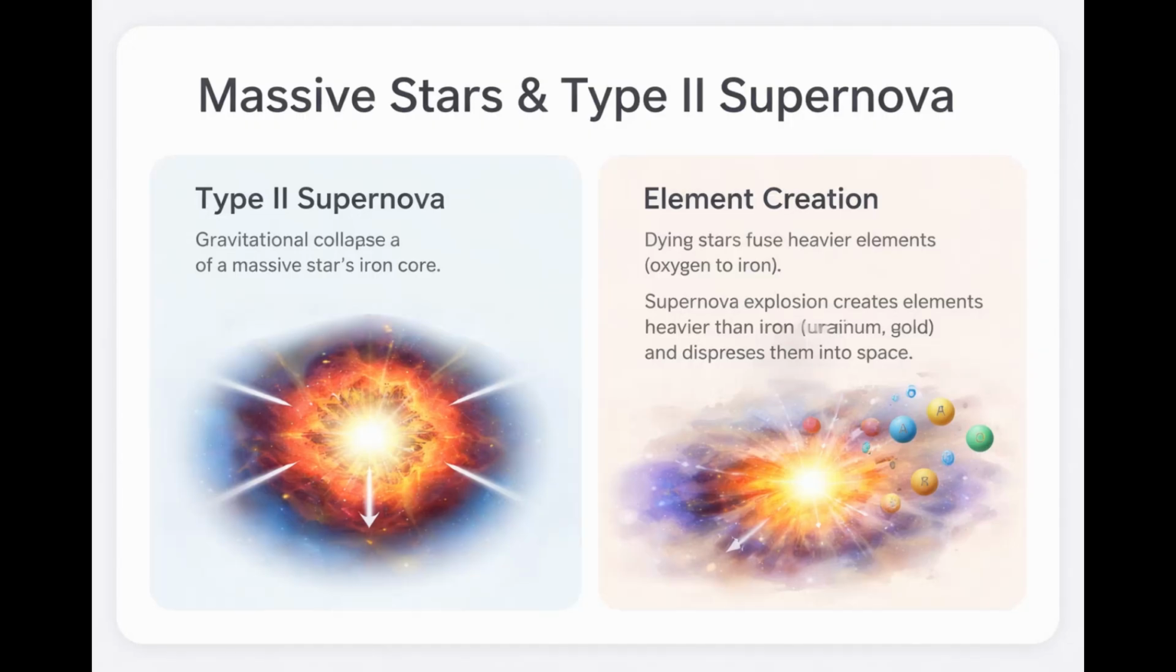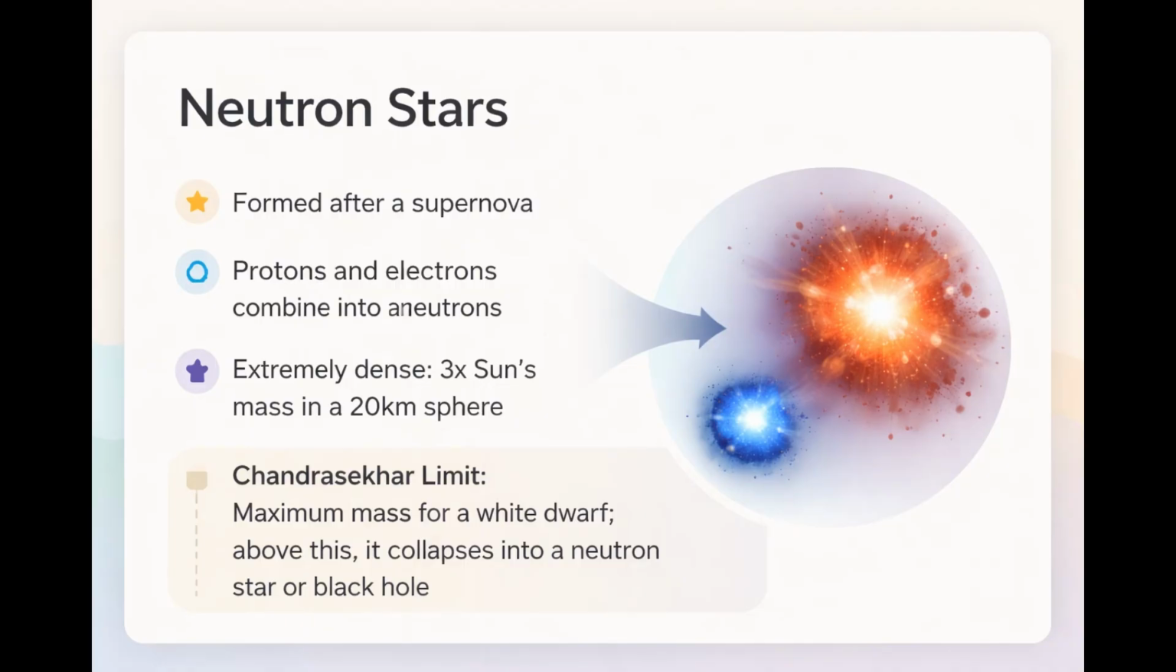Now let's look at much larger stars. When a massive star runs out of fuel, its iron core collapses instantly, resulting in a spectacular Type II supernova. The extreme energy of this explosion creates heavy elements, like gold and uranium, scattering them across the cosmos to form new stars and planets. After a massive star goes supernova, the core that remains is subjected to unimaginable gravitational pressure.